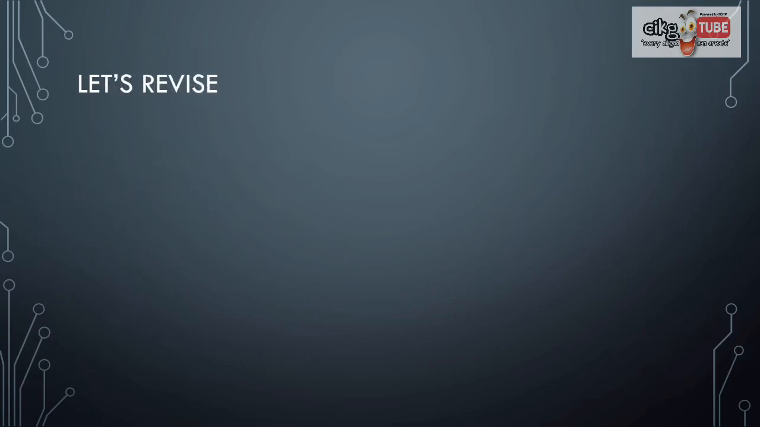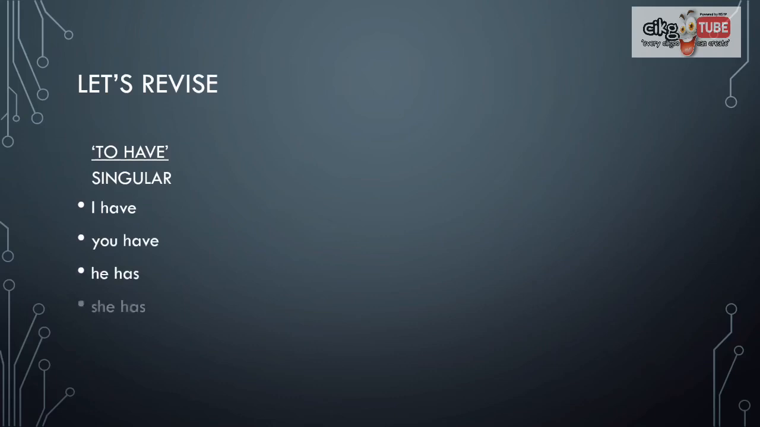Now let's revise. How do we conjugate the verb to have? For singular form, we use I have, you have, he has, she has, and it has. For plural form, we use we have, you have, and they have. Now, it's good to know that in the English language, there are regular and irregular verbs.